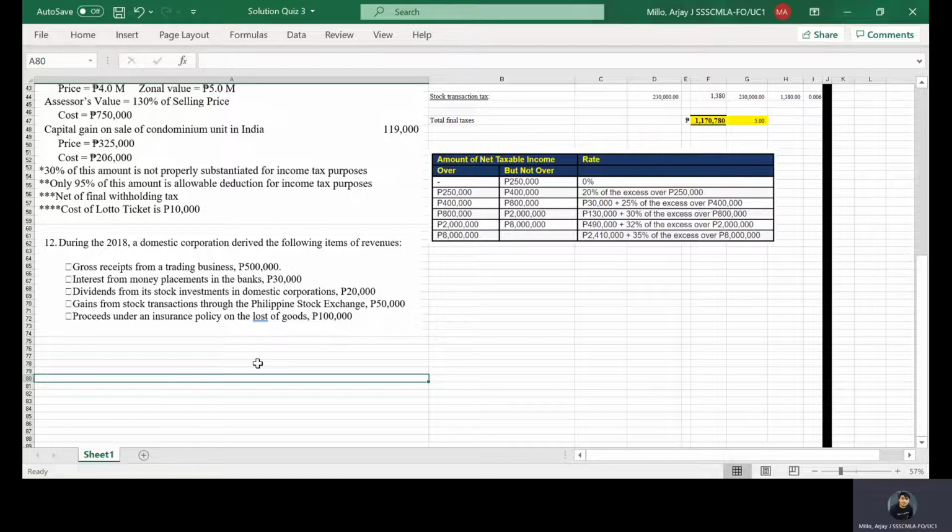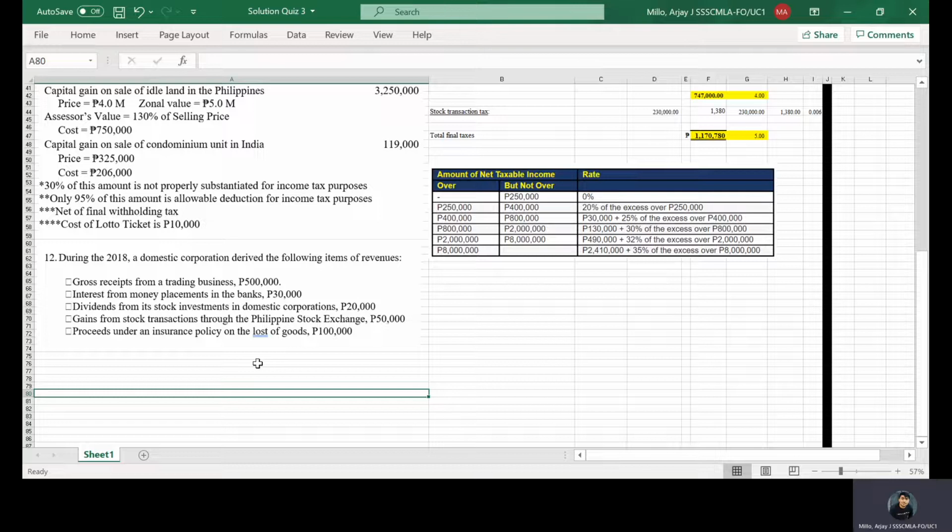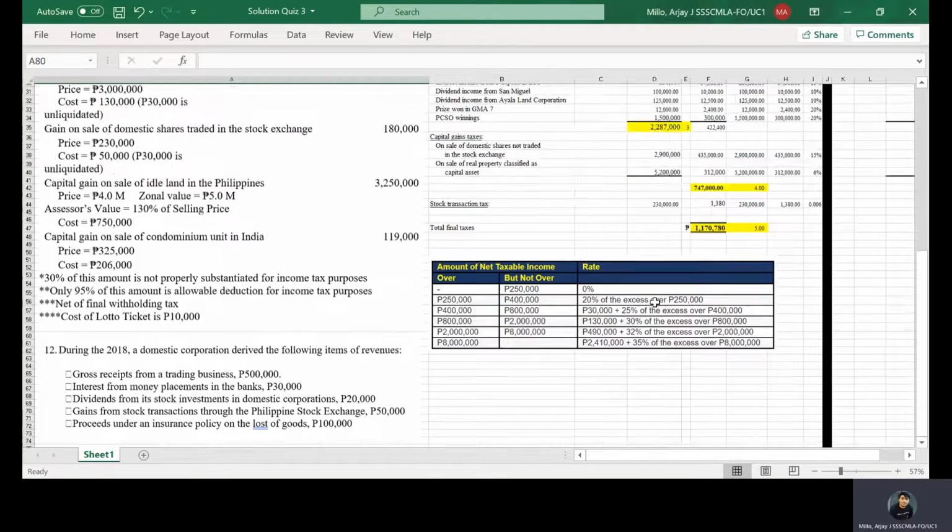Question number 12: during 2018, we have a domestic corporation with the following items of revenues. First, gross receipts from trading business, that's 500,000. Interest from money placements in the banks, 30,000. Dividends from its stock investment in a domestic corporation, 20,000. Gains from stock transaction through the Philippine Stock Exchange, 50,000. And proceeds under an insurance policy on the loss of goods, that's 100,000. The question is, how much should the corporation report as taxable income under the income tax act?